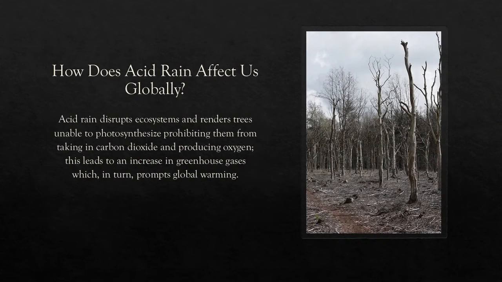Acid rain affects us globally. Acid rain disrupts ecosystems and renders trees unable to photosynthesize, prohibiting them from taking in carbon dioxide and producing oxygen. This leads to an increase in greenhouse gases, which in turn prompts global warming. Because of the acid rain and acidic fog, minerals are stripped, leaves are stripped from the trees. They cannot photosynthesize, they can't produce sugar for themselves, and they can't take in our CO2 and produce oxygen for us and other living organisms. So the greenhouse gases build up in the atmosphere and, of course, cause global warming. We know this.